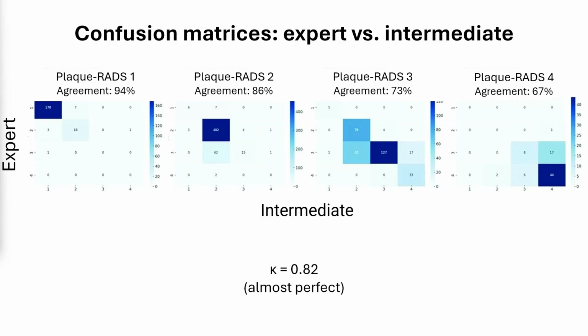This pattern makes some intuitive sense because the easy calls are the normal vessel or the clearly small and uncomplicated plaque.